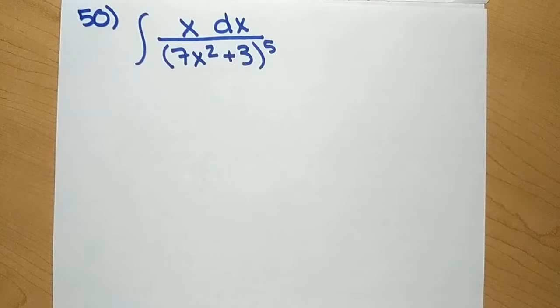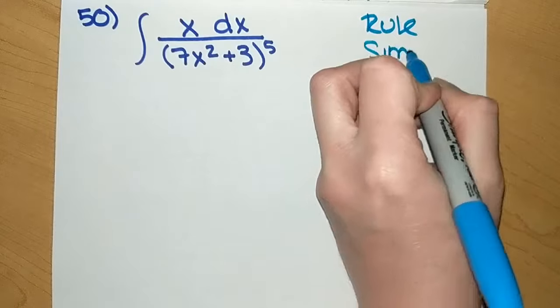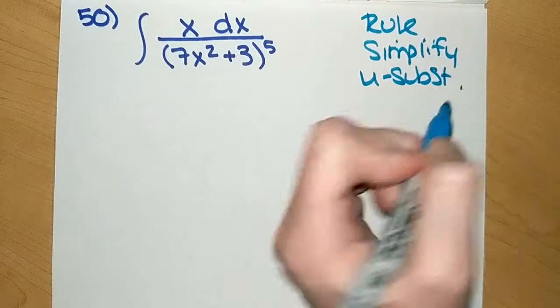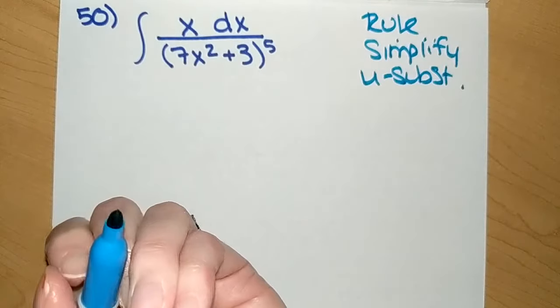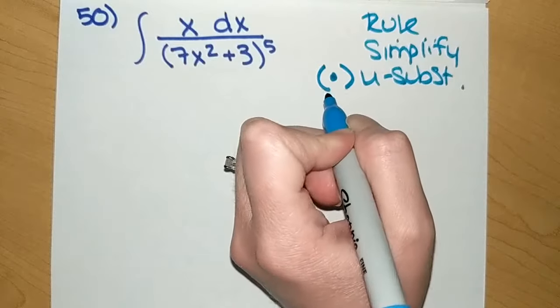When you see this question, the first thing that should come to your mind is, okay, well, do I have a rule? Do I have some sort of simplification? And the answer is no. Then you say, okay, well, maybe I can do some sort of u substitution. Now, when you think about u substitution, that is going to be what is in parentheses.